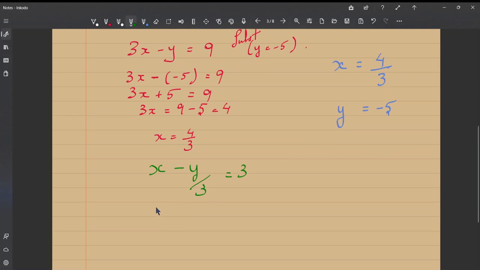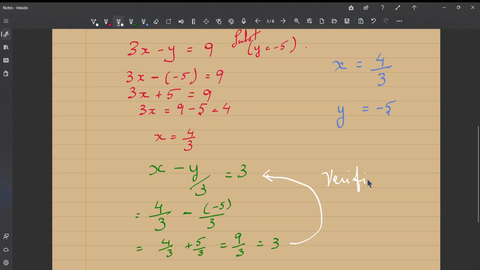What is x? x is 4 by 3, minus y by 3, where y is minus 5, so minus of minus 5 by 3. So, this is equal to 4 by 3 plus 5 by 3. Since the denominators are the same, we can add the numerators. 5 plus 4 is 9, 9 by 3 gives you 3, which is equal to the 3 which was mentioned in the equation already. So, we have verified our solution and we have found it to be correct. I hope you followed. Thank you.